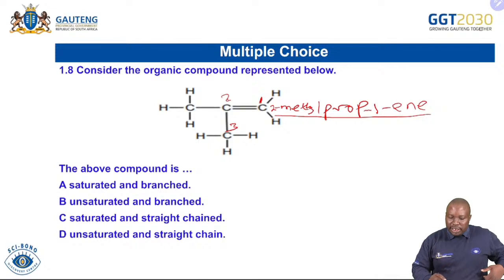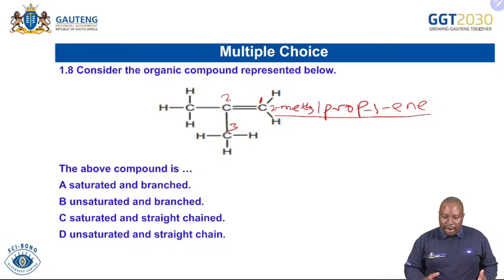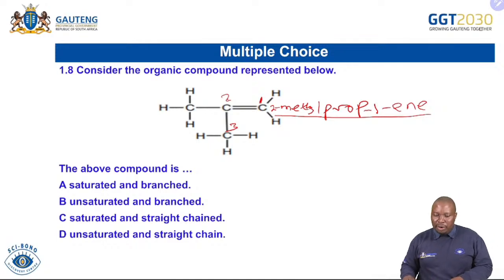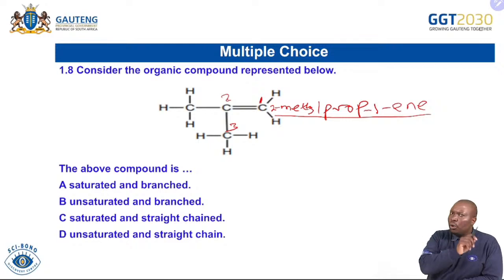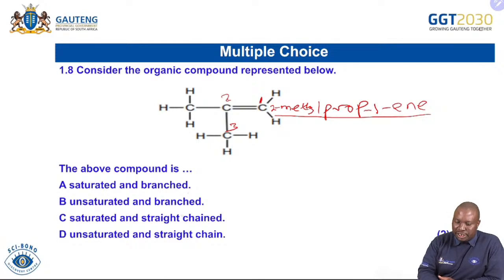So the question was saying, consider the organic compound represented below. So I took advantage of the question so that you know how to name these structures. But the question was saying the above compound is saturated and branched. Let's look at that. Is the above compound saturated? No. Is the above structure branched? Yes. So it fails because only one part is correct.